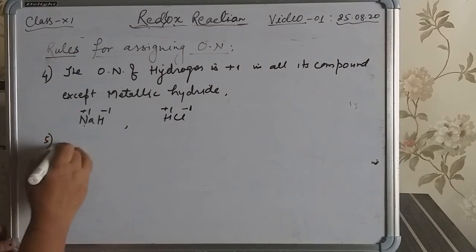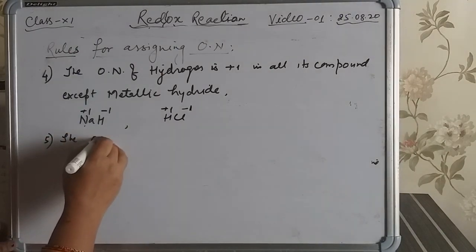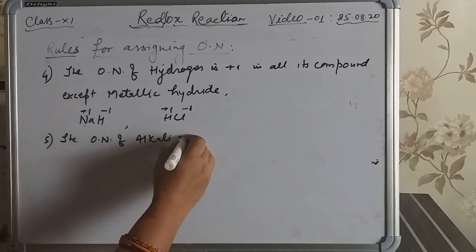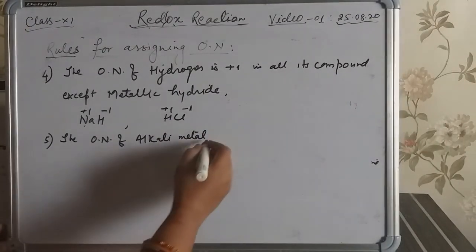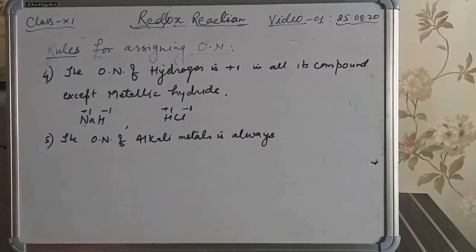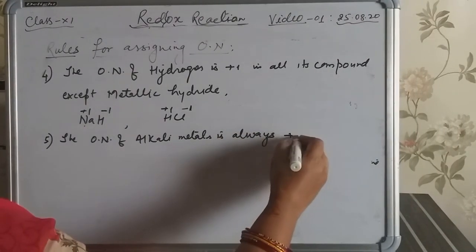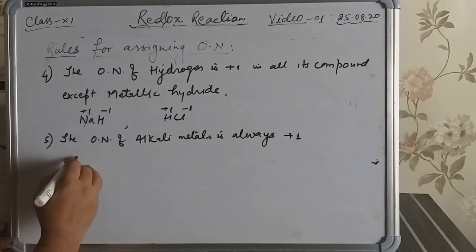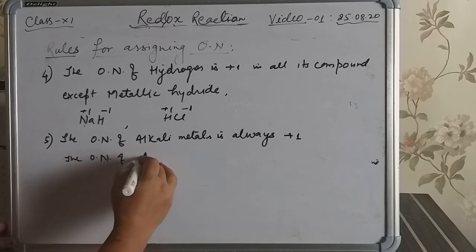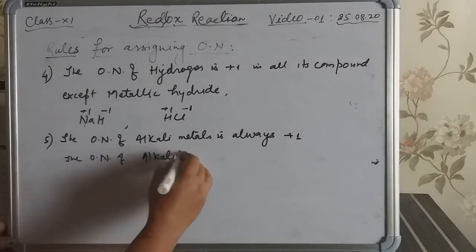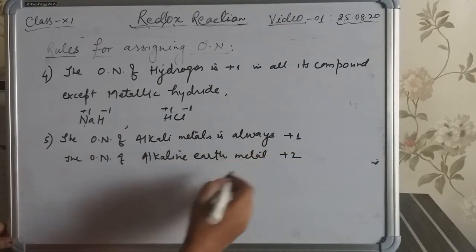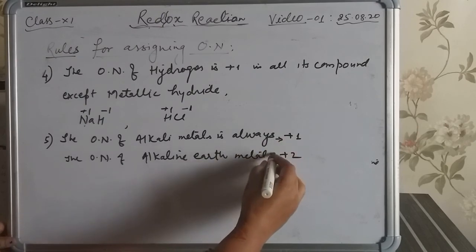Next is rule number 5: the oxidation number of alkali metals, meaning group 1 metals, is always +1, and the oxidation number of alkaline earth metals, meaning group 2 metals, is always +2.